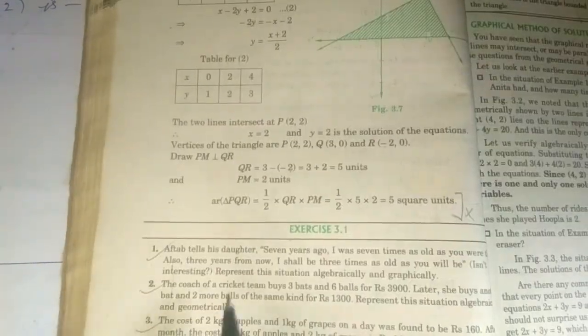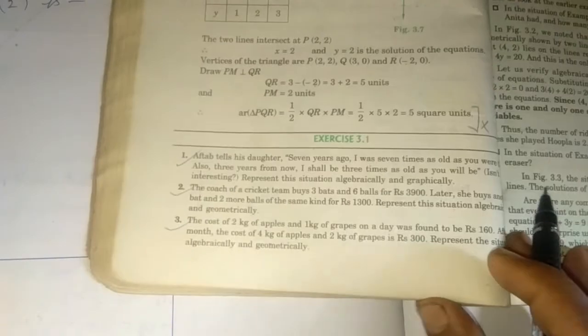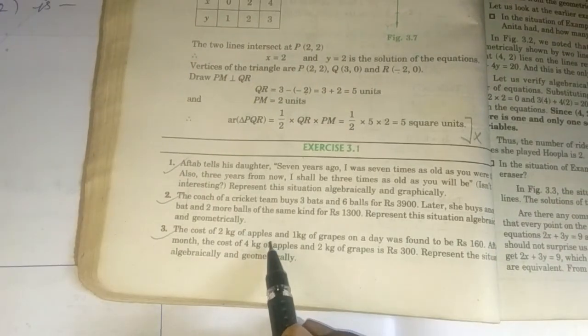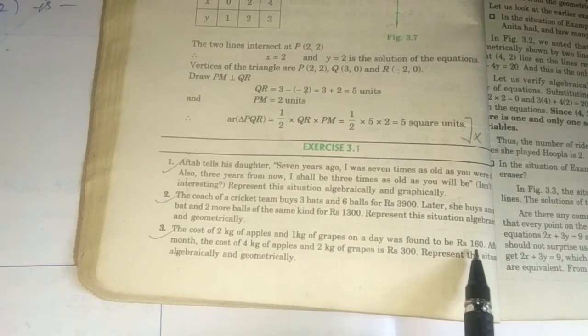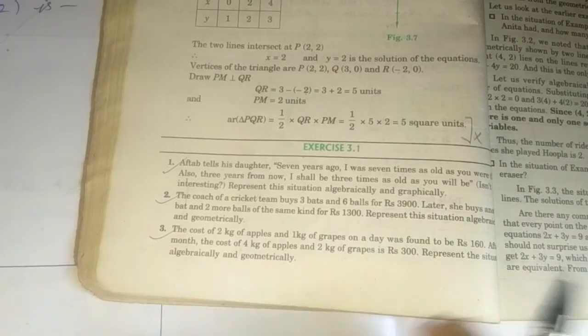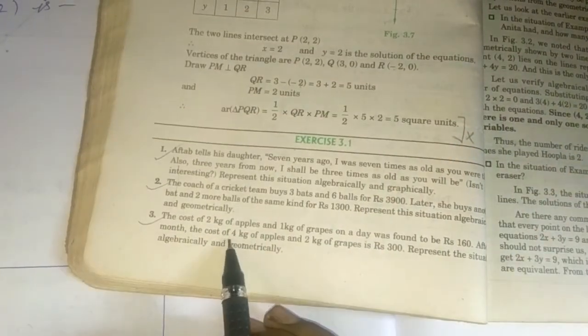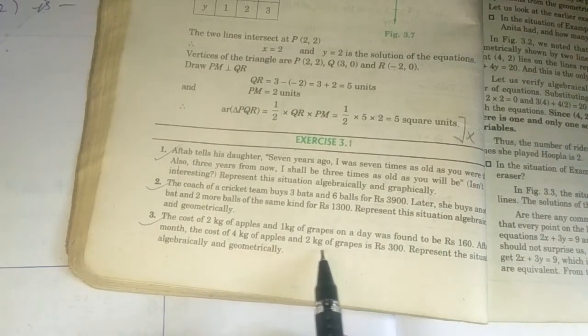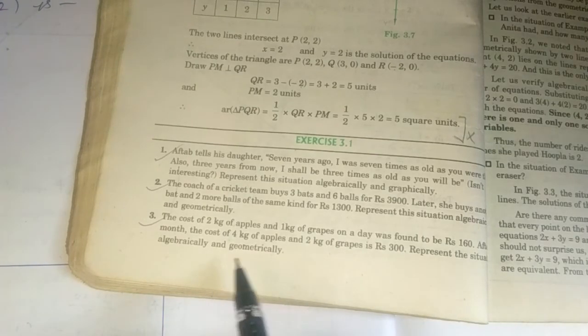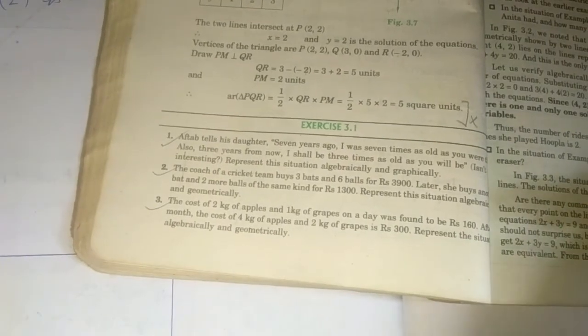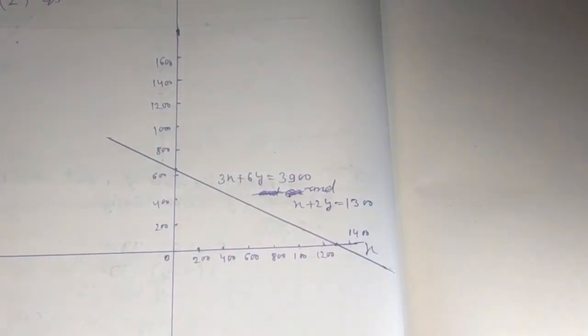The cost of 2 kg of apples and 1 kg of grapes on a day was found to be 160 rupees. After a month, the cost of 4 kg of apples and 2 kg of grapes is 300 rupees. Represent the situation algebraically and geometrically. So we will solve question number 3. Solution 3.